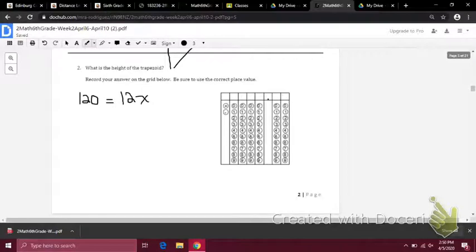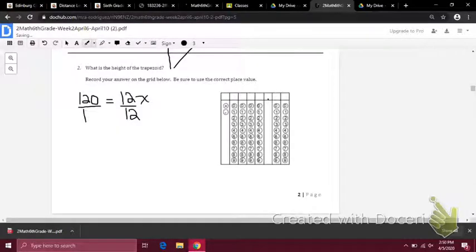Right now we've got multiplication going on here. If we want to isolate the variable, we want to do the opposite operation. The opposite of multiplication is division. So you can divide this side by 12 and divide this side by 12.